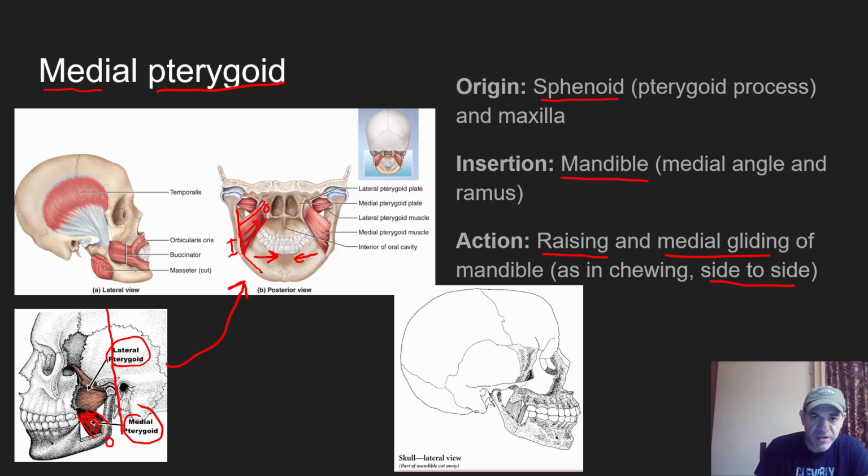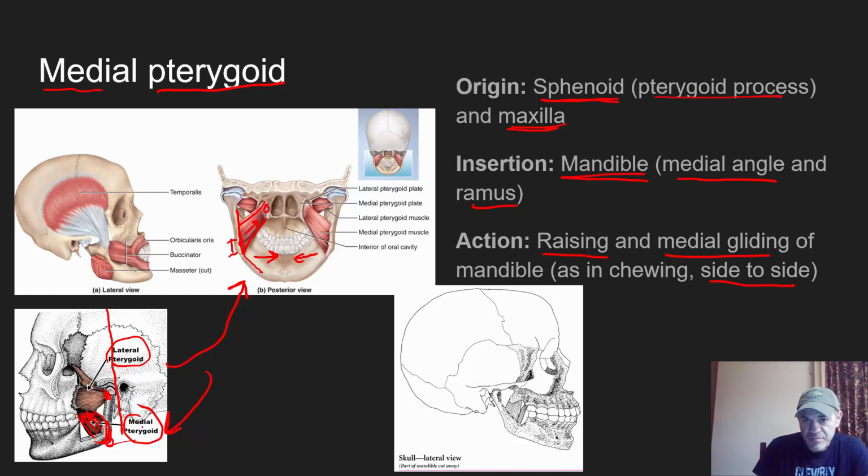Again, this is the medial pterygoid. The origin is the sphenoid, and the sphenoid does have a structure on it called the pterygoid process, but it's the sphenoid bone and part of the maxilla that it originates on. As far as insertion, it's the mandible, but specifically the medial angle and the ramus of the mandible. So that's back over here, and if you look at the other picture down here again, you see that's down over here. When we look at the other muscle later, the insertion is in a different location on the mandible. So the locations do matter as to the specific movements that are done.